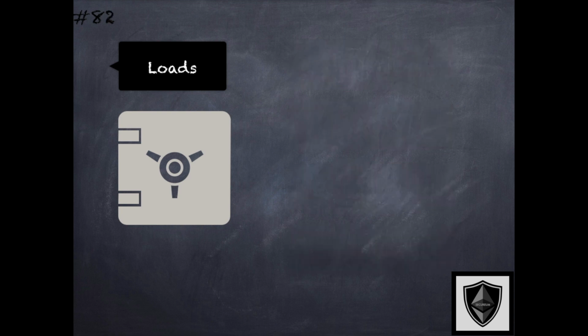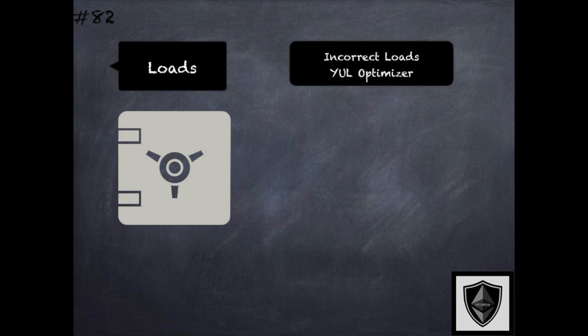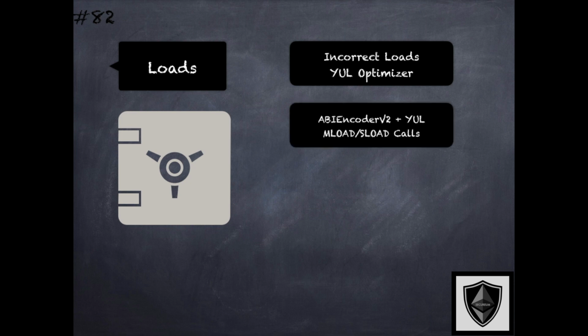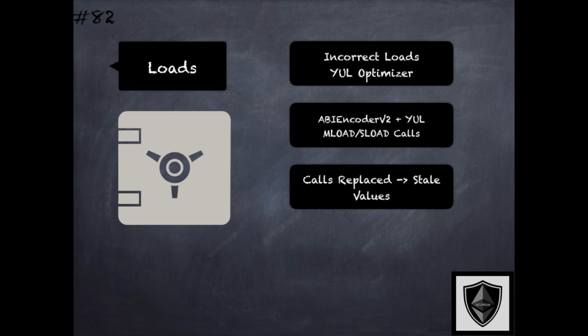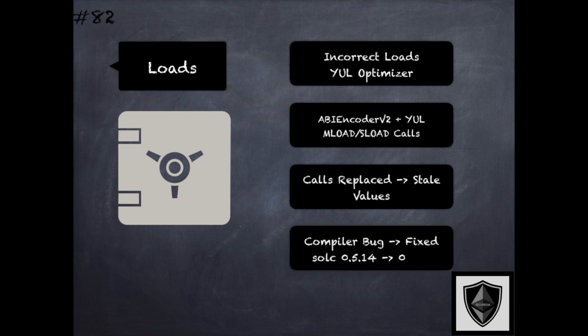This is another compiler bug specifically coming from the Yul optimizer part of it that resulted in incorrect loads being done. Yul, if you recall, is Solidity's assembly language. When the experimental Yul optimizer was activated manually in addition to ABI encoder v2, it resulted in memory loads and storage loads via mload and sload instructions being replaced by values that were already written to. So effectively, the Yul optimizer replaced the mload and sload calls with stale values, which, as you can imagine, is a serious bug.